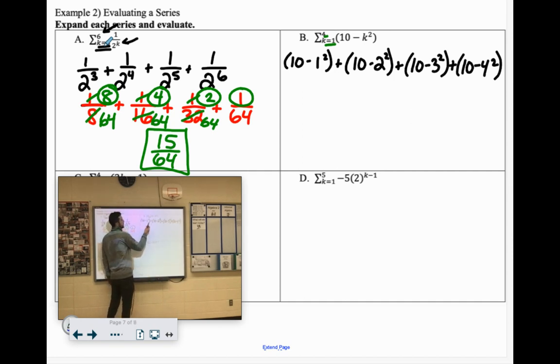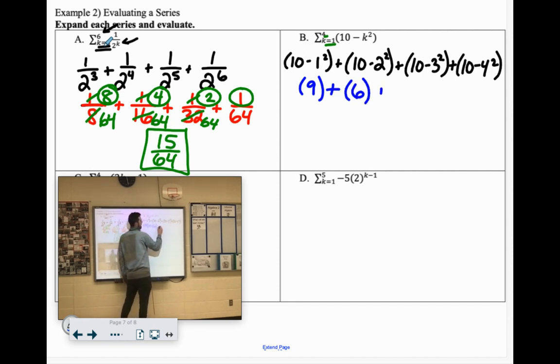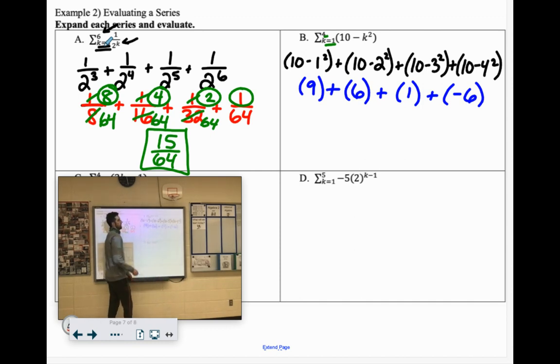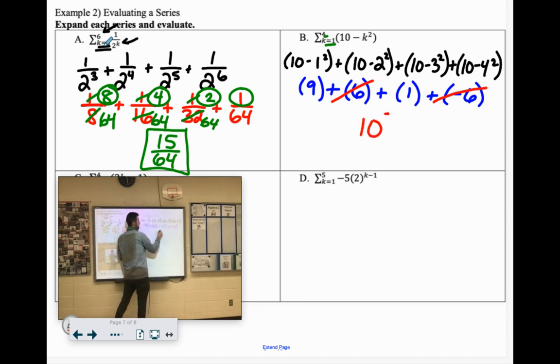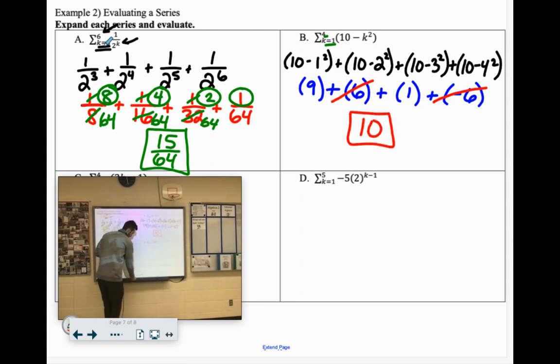All right, 1 squared is 1. 10 minus 1 is 9. 2 squared is 4. 10 minus 4 is 6. 3 squared is 9. 10 minus 9 is 1. 4 squared is 16. 10 minus 16 is negative 6. So look for some stuff that we can easily combine. I see 6 plus negative 6. Those cancel out. 9 plus 1 is 10. That was fun.